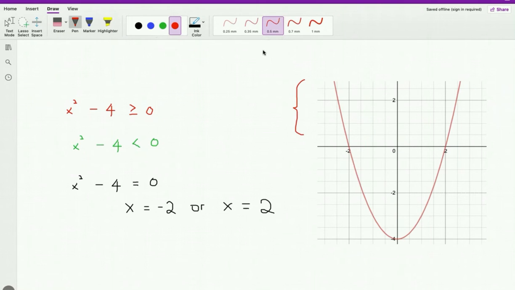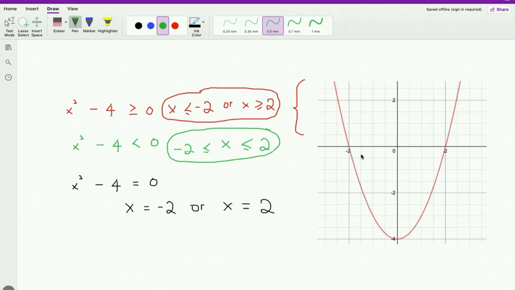So let's write that down. Notice that when x is less than -2, the function is positive. When x is greater than 2, the function is positive as well. So what about x squared minus 4 less than 0? What is the interval for this inequality? It's the remaining portion of this function, from -2 to 2. Every point from -2 to 2 has a negative y value. So that's why -2 to 2 is my solution for the green inequality.